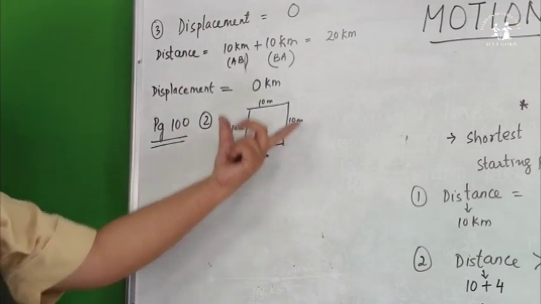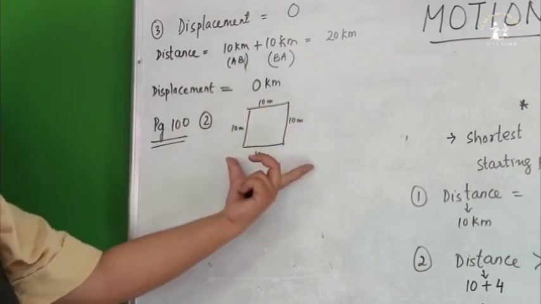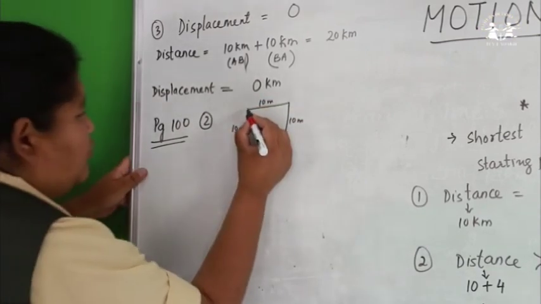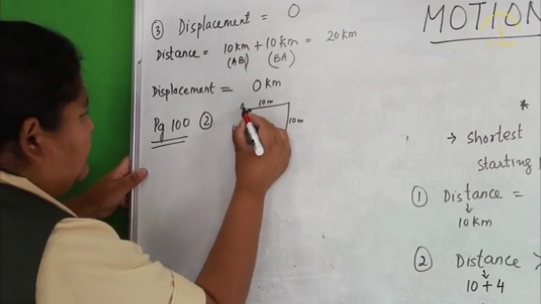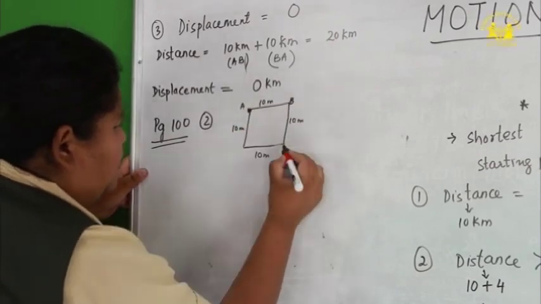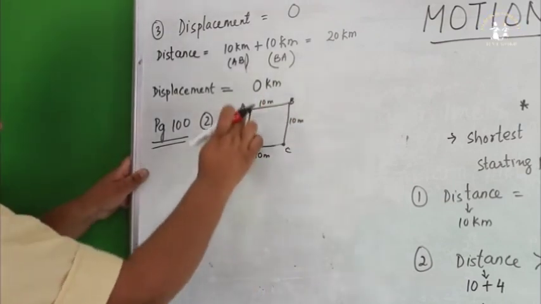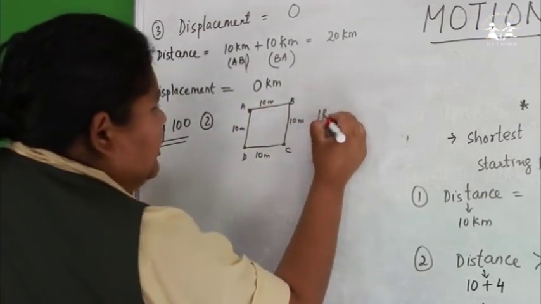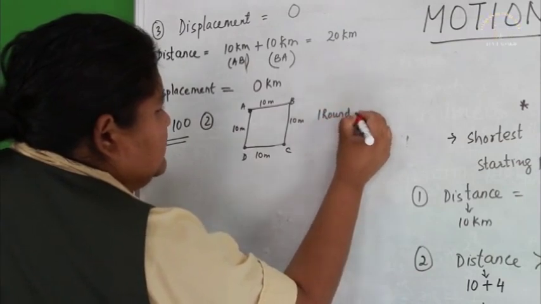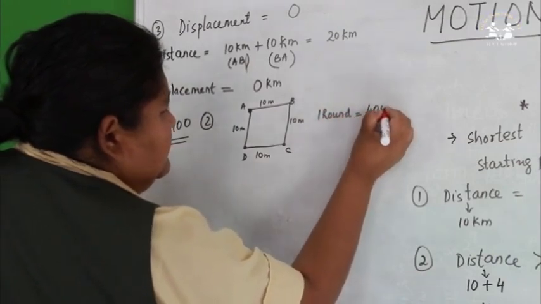Here, let us assume this is his field, right, and he started from point A. Let us mark point A. He started from point A and completes one round; he takes 40 seconds, right.